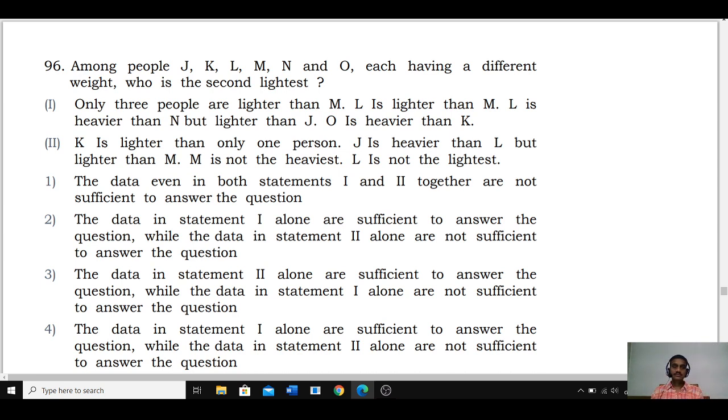Among 6 people, who is the second lightest one?